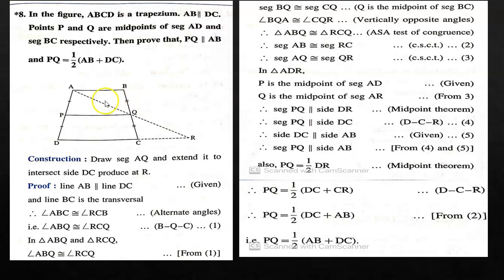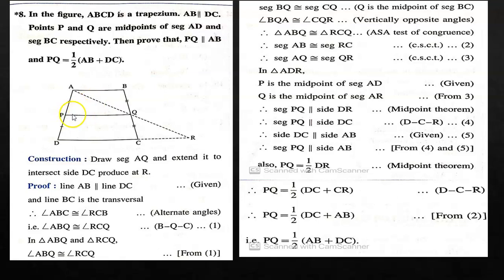And once I have these triangles as congruent, I can say that segment AB is congruent to segment RC. Corresponding sides of congruent triangles, this I am going to name as statement 2. And segment AQ congruent to segment QR, again CSCT, statement number 3. Now in triangle ADR, this big triangle, I have P is the midpoint of AD and Q is the midpoint of AR. This is given information and this is from construction.